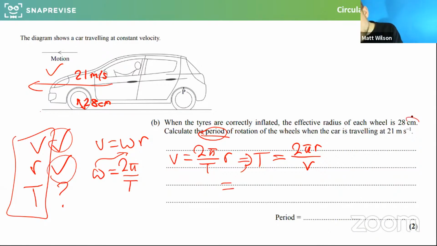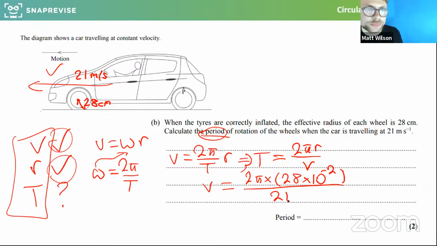So go from centimeters to meters. We're going to say V is equal to 2 pi times R, which is 28 times 10 to the minus 2 meters. And then we're going to divide by the velocity, which is 21. If you chuck that into a calculator, you should get around 0.084 seconds. Yes, seconds. Good.